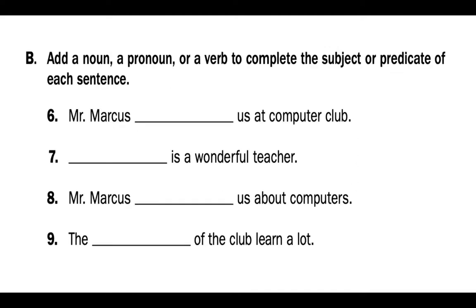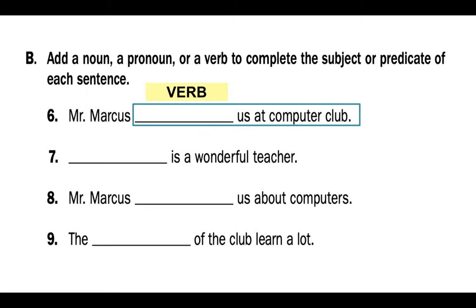Part B in the Try It section says add a noun, a pronoun, or a verb to complete the subject or predicate of each sentence. Mr. Marcus is a noun, that is the subject, so we need to add something in the predicate to make this a complete sentence. It is missing a verb.